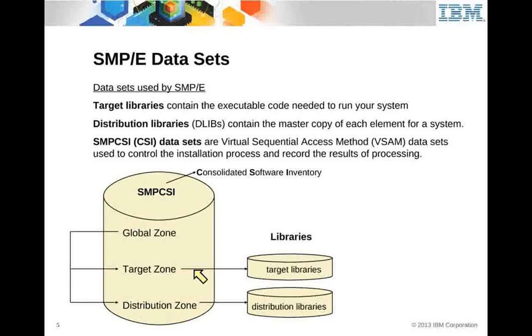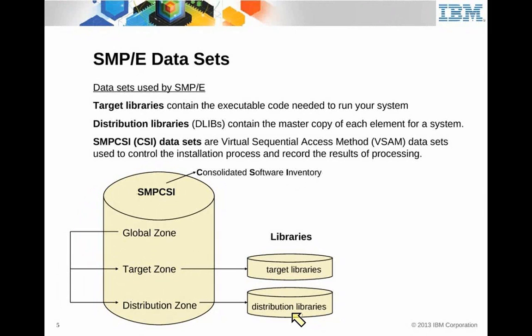It turns out that there is another zone called the distribution zone. In the distribution zone, you can think of it this way. When you first get the product, the function SYSMOD, and you lay it down, you have a global zone, a target zone, and a distribution zone. At that point in time, when you initially put everything in place and you've done the install, your distribution libraries and distribution zone and your target libraries, represented by the target zone, are in sync with each other. They're identical.